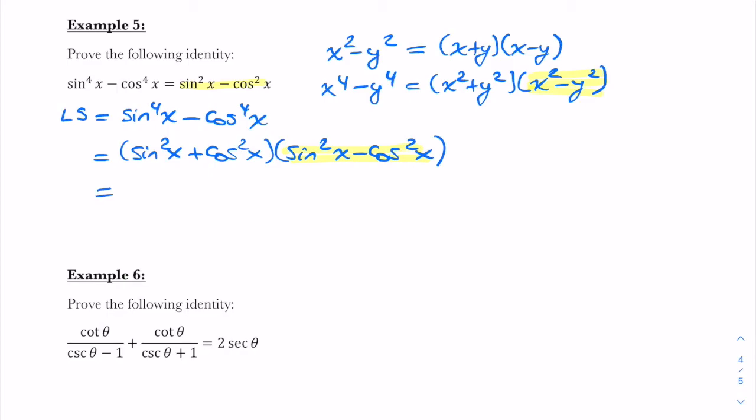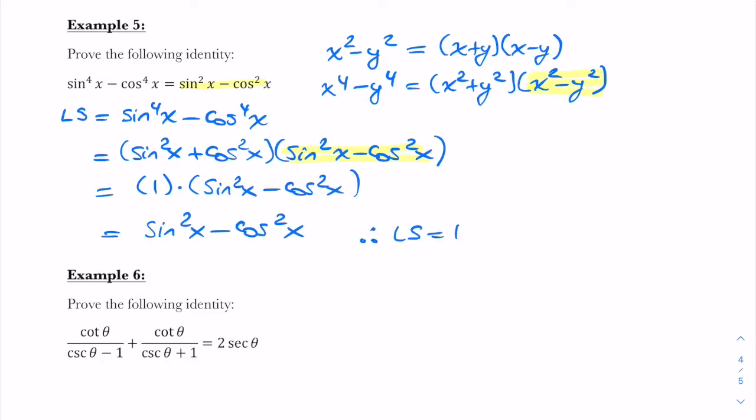So you can replace that with 1. So that's 1 multiplied by sine squared x take away cos squared x. And anything multiplied by 1 is itself, so we're pretty much done. All right, so therefore left side equals right side. So that one was a little easier, I guess, but you definitely had to recognize the difference of squares to do it. And I believe we have one more to go, example 6.